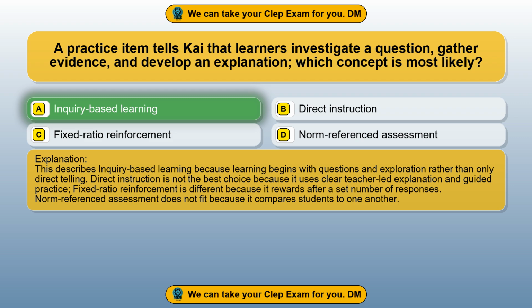Direct instruction is not the best choice because it uses clear teacher-led explanation and guided practice. Fixed ratio reinforcement is different because it rewards after a set number of responses. Norm-referenced assessment does not fit because it compares students to one another.